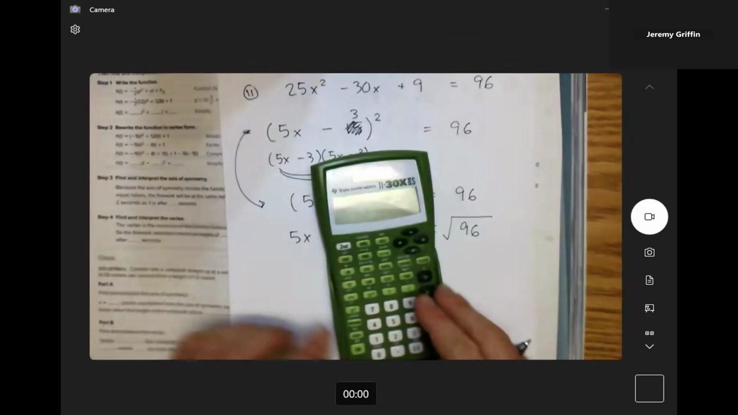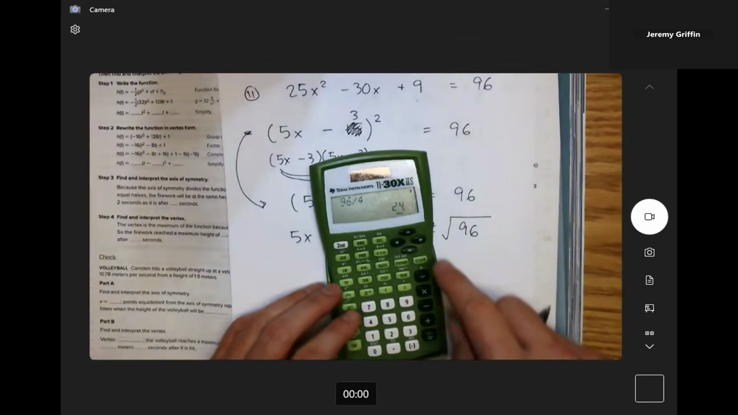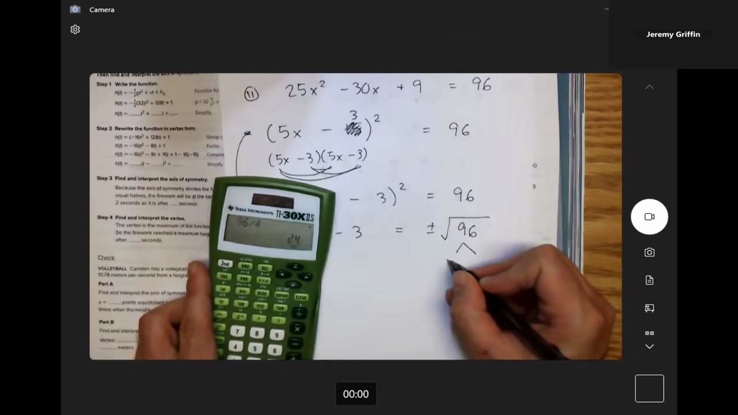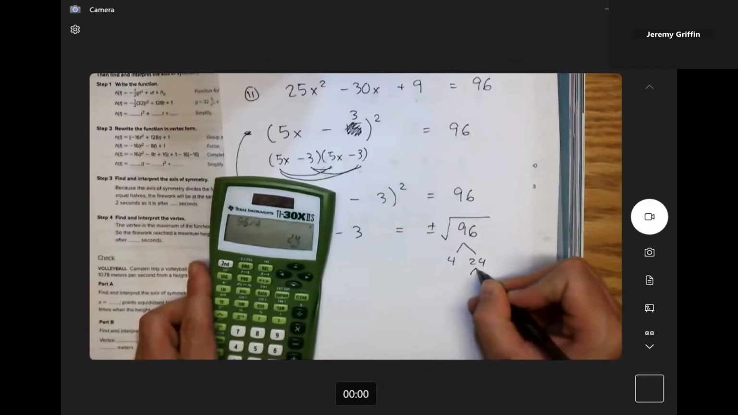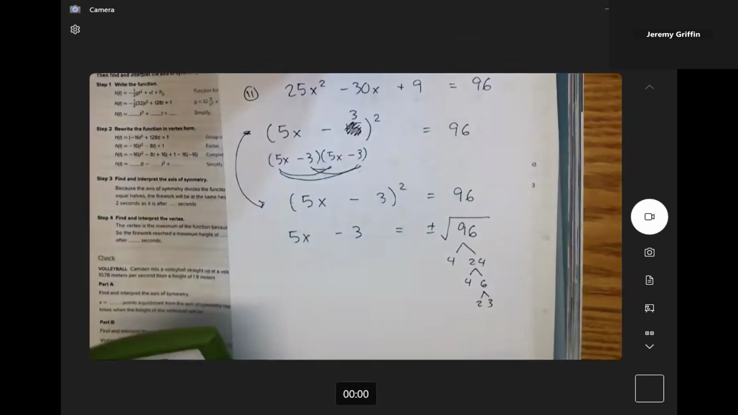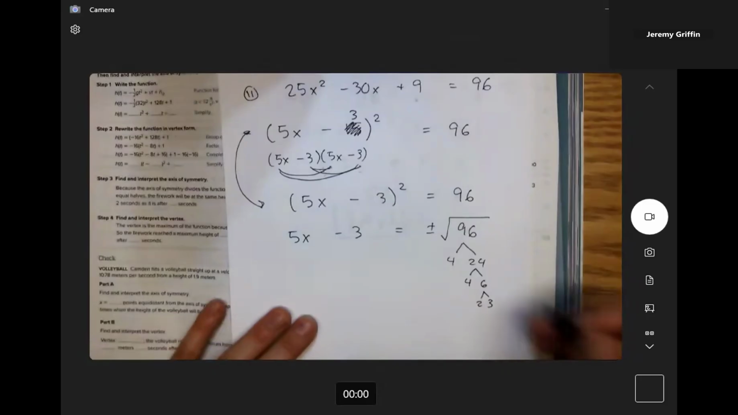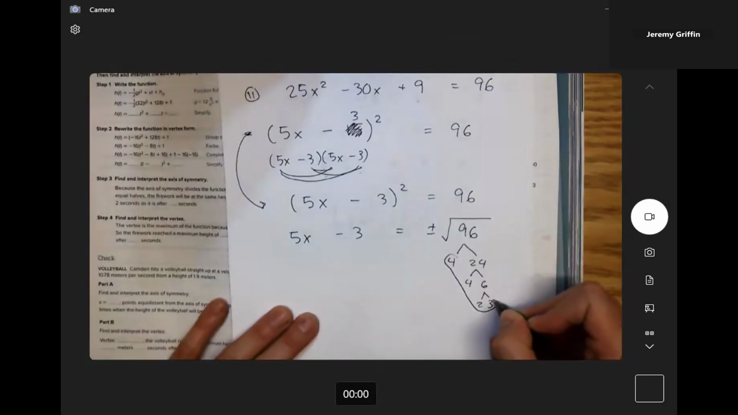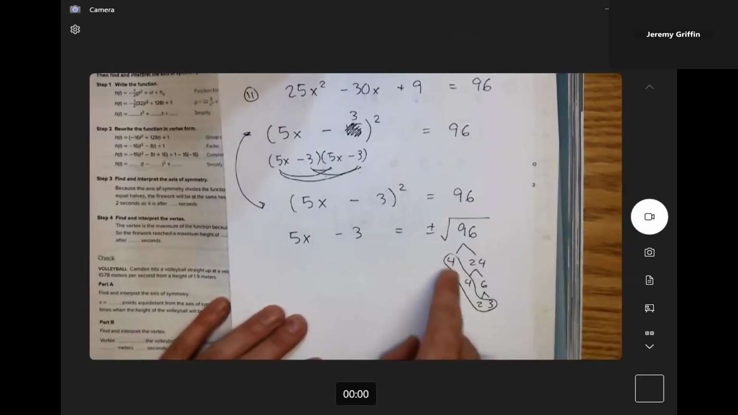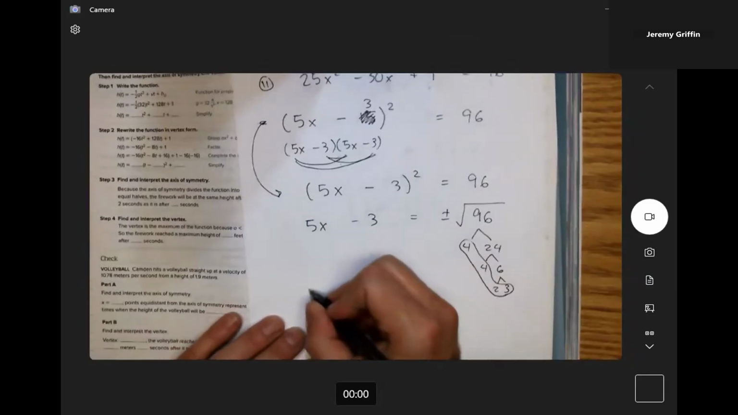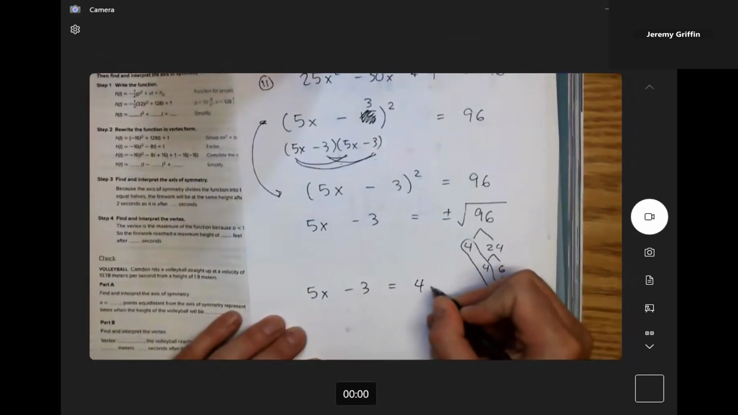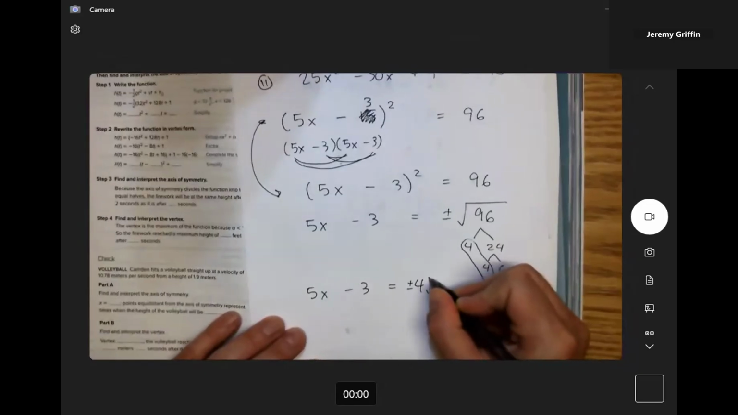Now, 96, I know that's divisible by 4. It's 24 times 4. So let me do a little factor tree here. It's 4 times 24. 24 is 4 times 6. Now, 6 is 2 times 3, but those are both primes. So 96 is 4 times 4 times 2 times 3. I know the square root of 4 is 2, and the square root of this 4 is also 2, or 4 and 4, its square root is 4. However you think of it, 5x minus 3 equals plus or minus 4 square root of 6.